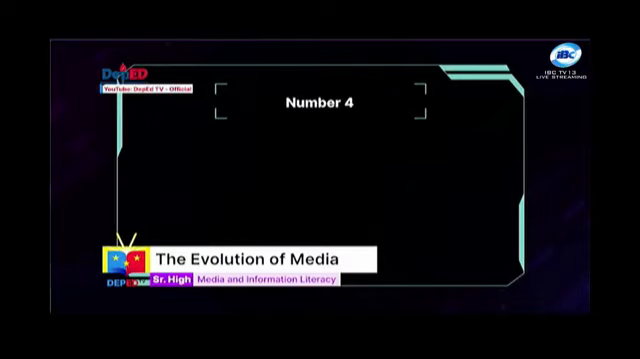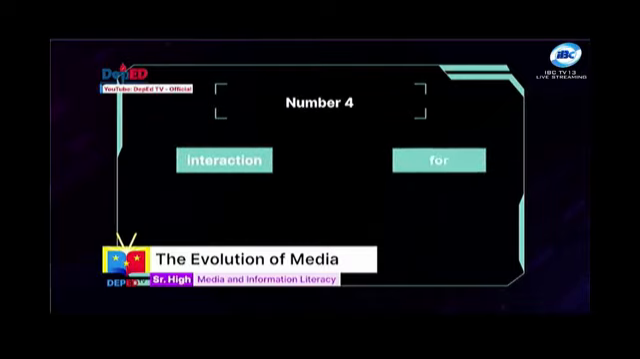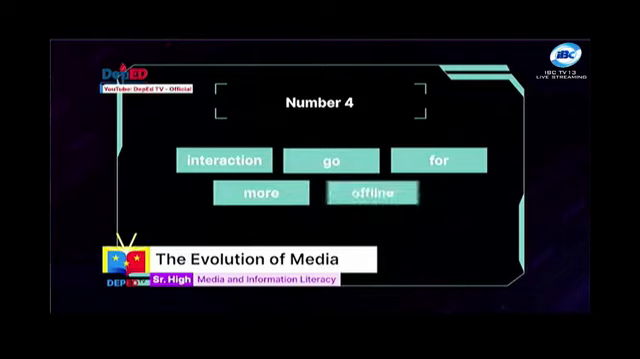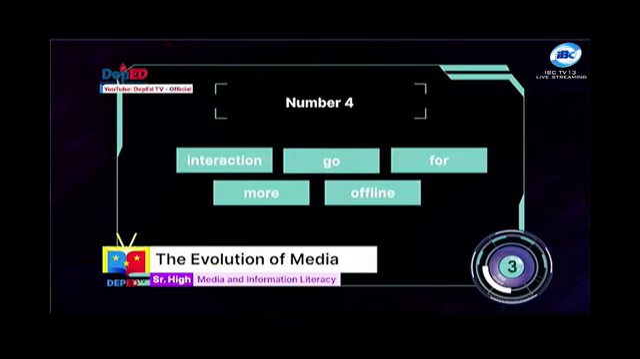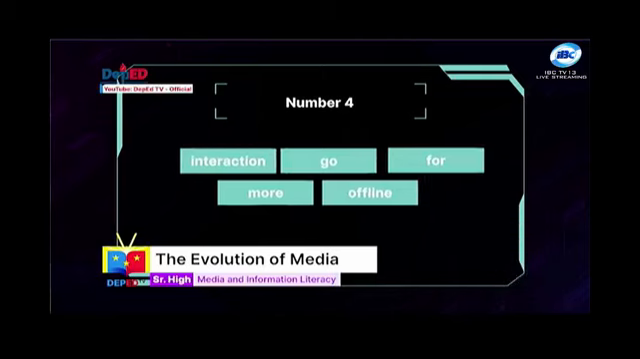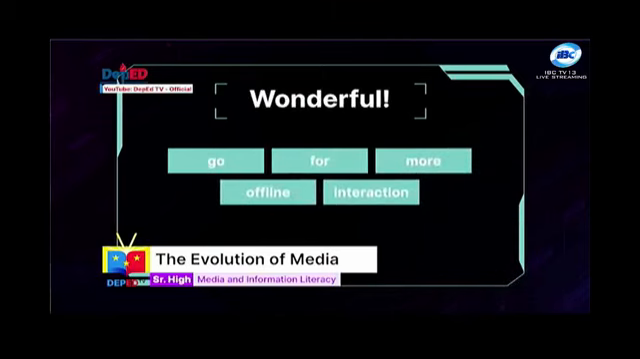Number 4. Interaction. For. Go. More. Offline. What is this? Time's up. What's your answer? Let's see. Wonderful! The answer is go for more offline interaction.